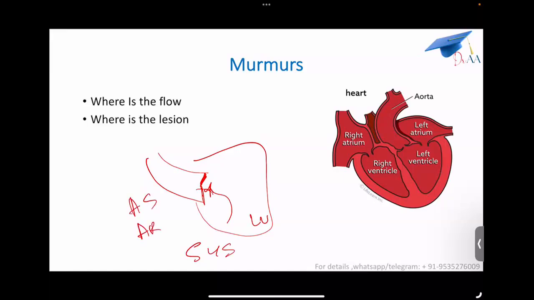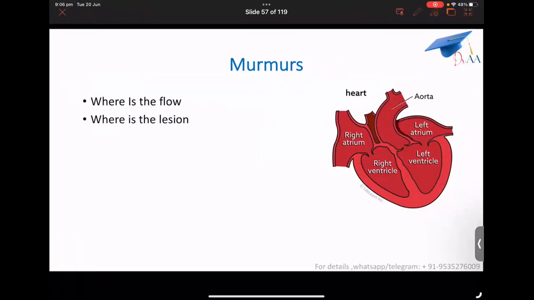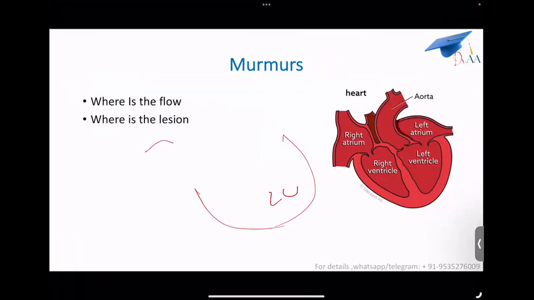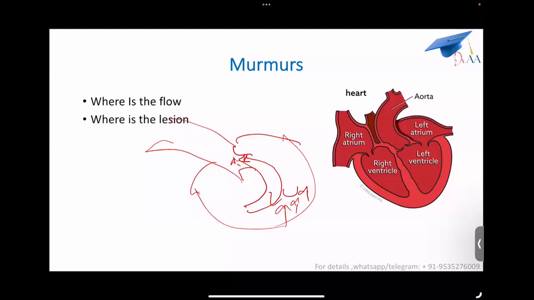What happens during aortic regurgitation? Let's see. If this is the ventricle, left ventricle, and this is the aorta, these walls are not closing properly. So it pumps. It has pumped all the blood in. Now, the pressure here is really high. So the blood has gone here. So no murmur will be seen during systole.